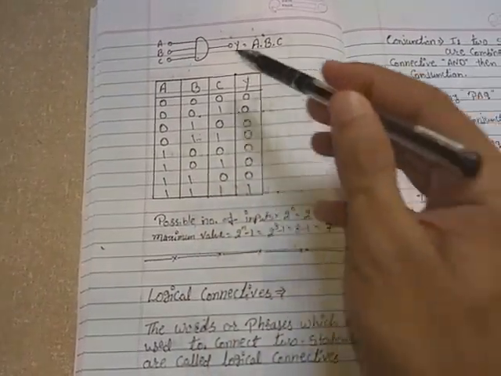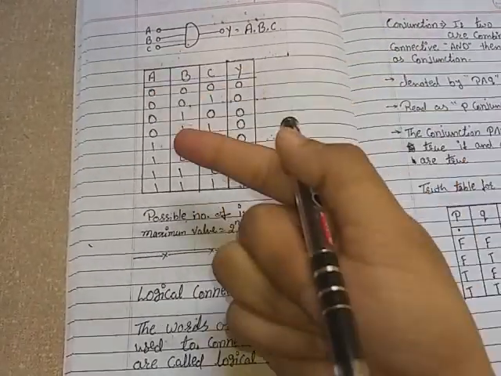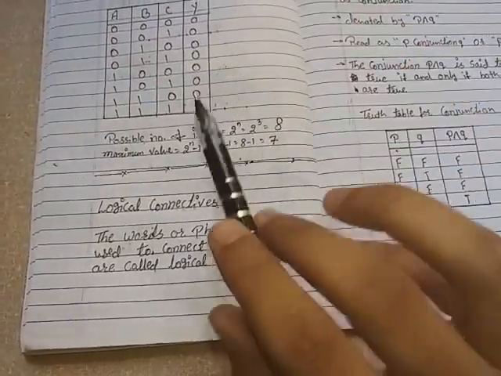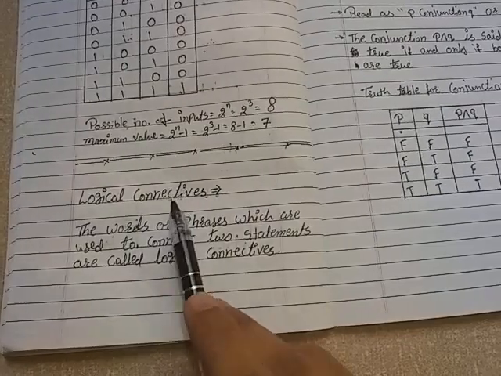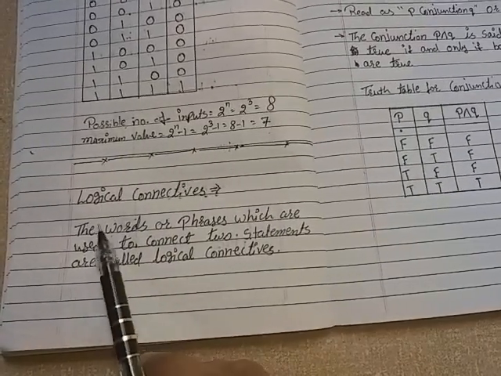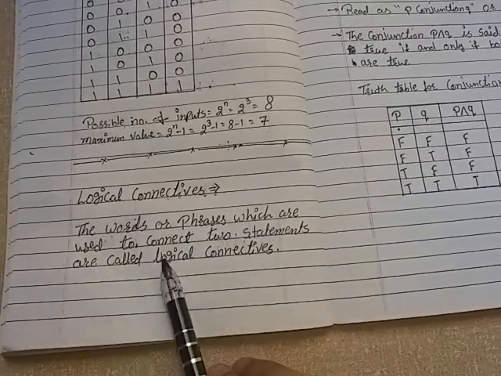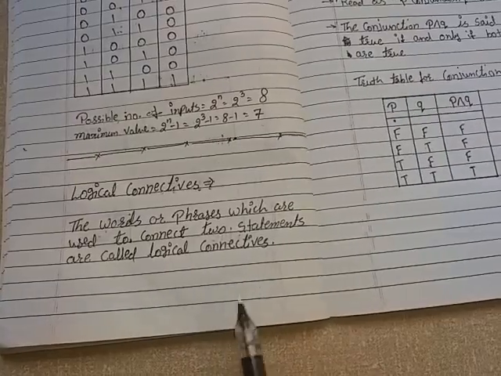Now let's see the math. The same thing we are going to learn in mathematical logic. Here we were using gates. In mathematical logic we use logical connectives. Now what are logical connectives? The words or phrases which are used to connect two statements are called logical connectives.